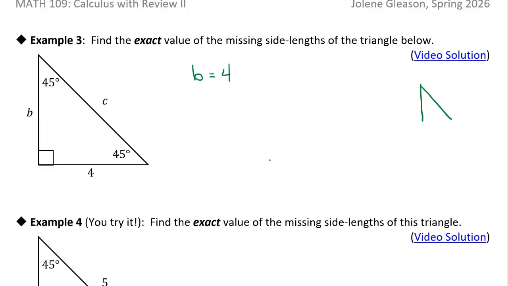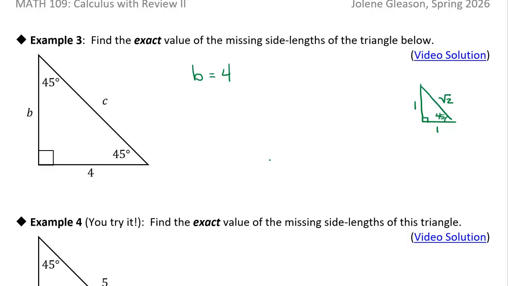Or if you want to, we can set up the ratios. Let's draw our little standard 45, 45, 90 right triangle here. And the ratio of the side lengths are always 1, 1, square root 2, right? So if you remember the ratio of those sides, then we could set up the ratio, right?